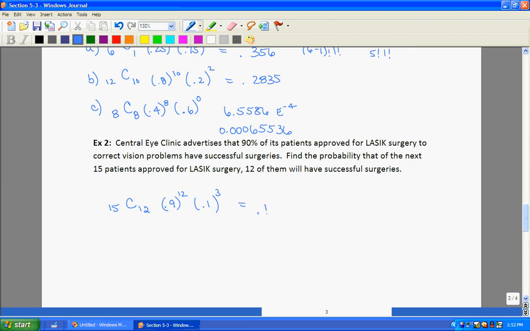And I'm getting 0.1285. So the probability that 12 of them will have successful surgeries is 0.13. Okay, and be careful here. This probability represents that exactly 12 of them will have successful surgeries, not 12 or more than 12 or less than 12. It is just exactly 12. So about 0.13 or 13%.